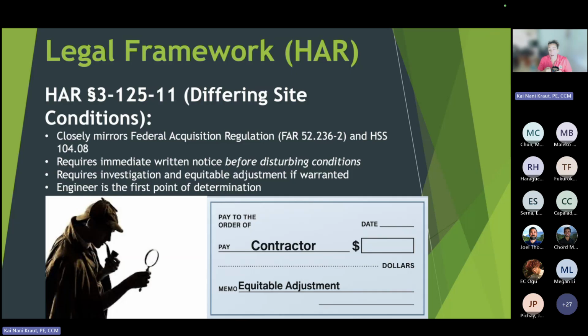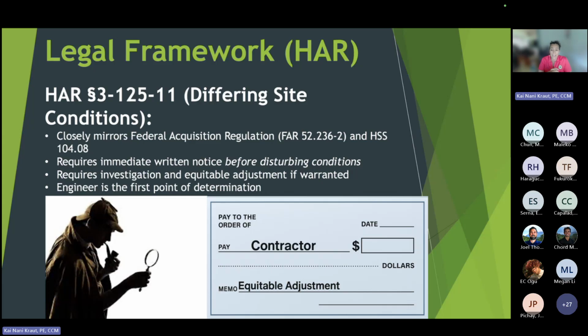Okay, so again, the HAR, this is our state, closely mirrors the FAR. So everything kind of aligns with this. Differing site condition expectations: requires immediate notice. And this is key because we're going to go back to that term of prejudice. It requires immediate written notice before disturbing conditions. That gives the owner the ability to go in and do an investigation, and see does it materially differ? When the contractor doesn't do that, they are waiving, or they're prejudicing the owner. So we're going to talk about that.